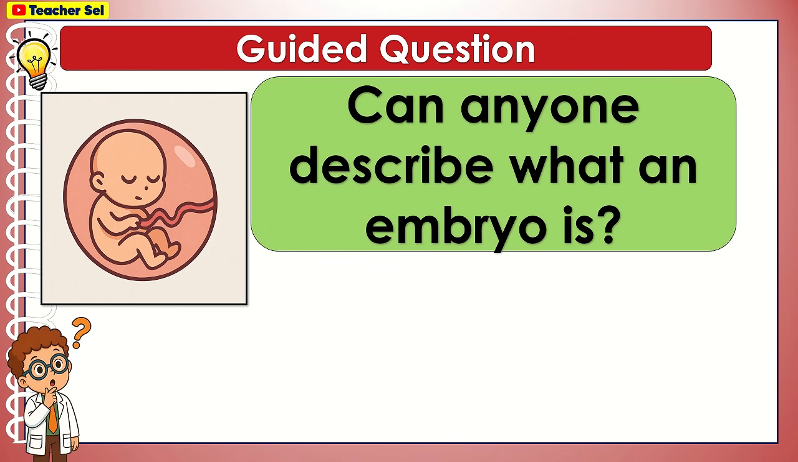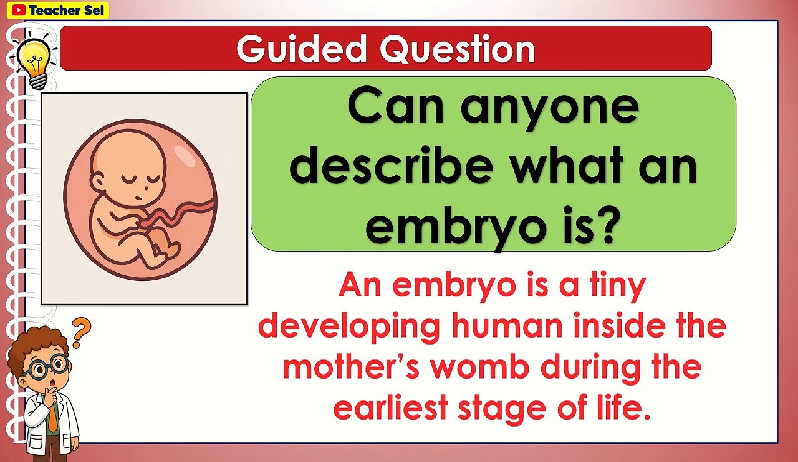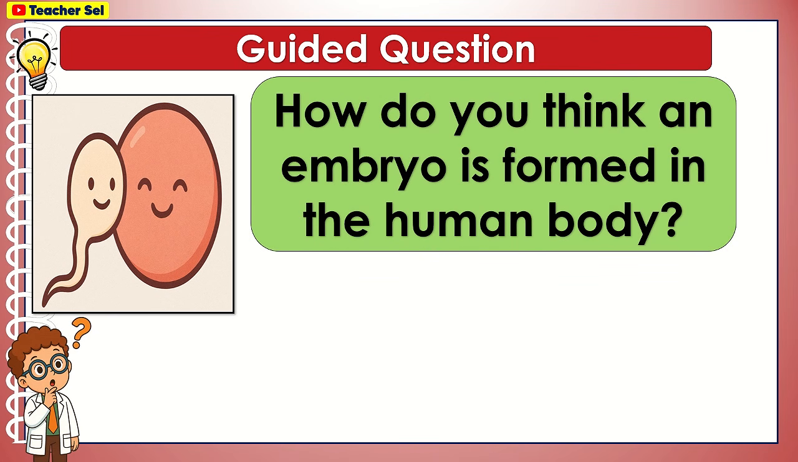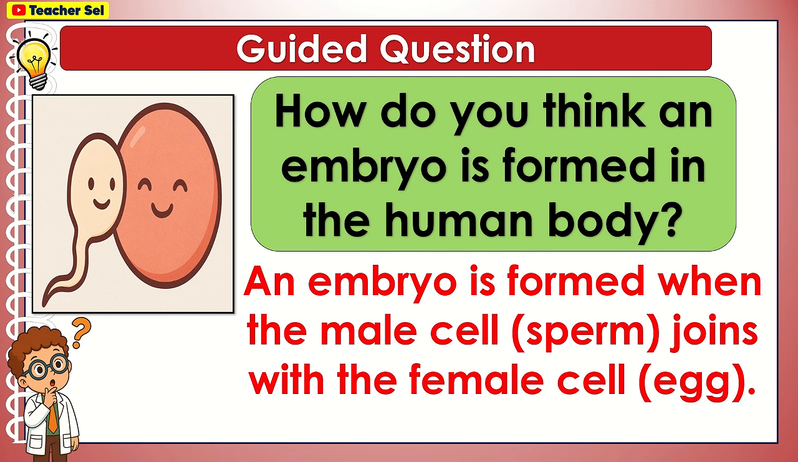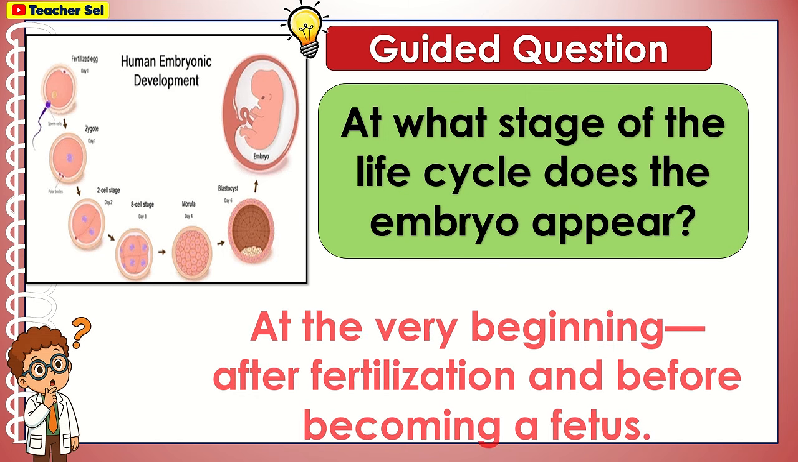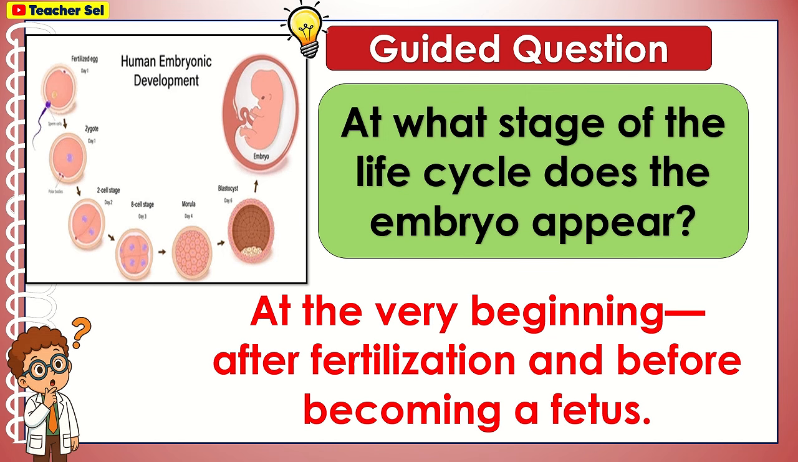Can anyone describe what an embryo is? An embryo is a tiny developing human inside the mother's womb during the earliest stage of life. How do you think an embryo is formed in the human body? An embryo is formed when the male cell, the sperm, joins with the female cell, the egg. At what stage of the life cycle does the embryo appear? At the very beginning, after fertilization, and before becoming a fetus.